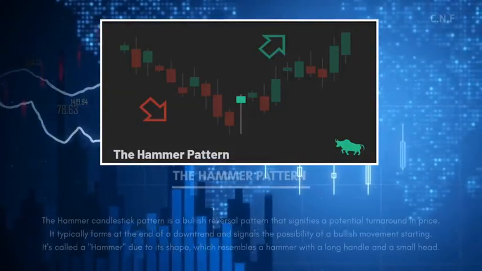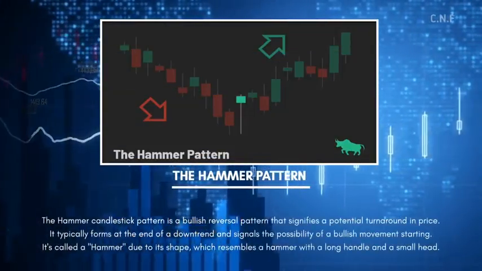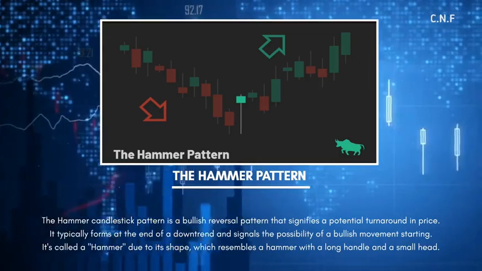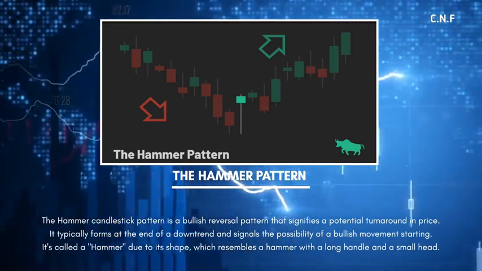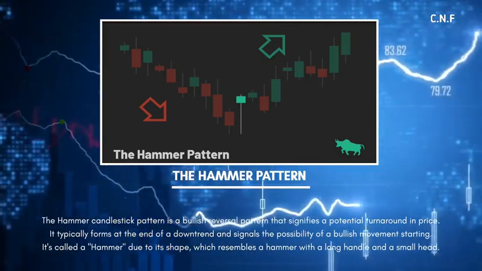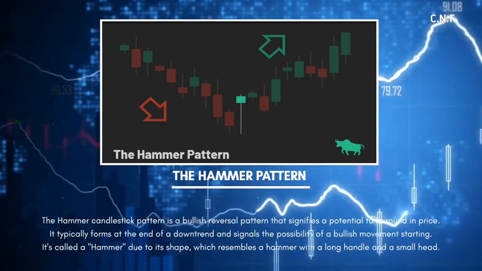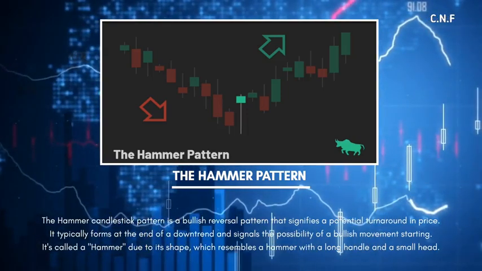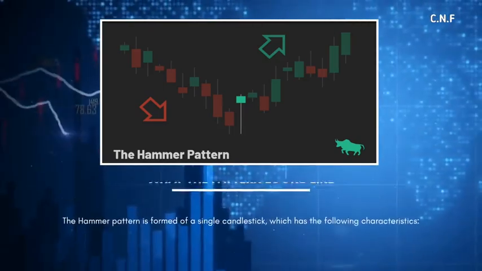The hammer pattern. The hammer candlestick pattern is a bullish reversal pattern that signifies a potential turnaround in price. It typically forms at the end of a downtrend and signals the possibility of a bullish movement starting. It's called a hammer due to its shape, which resembles a hammer with a long handle and a small head. What the pattern looks like.